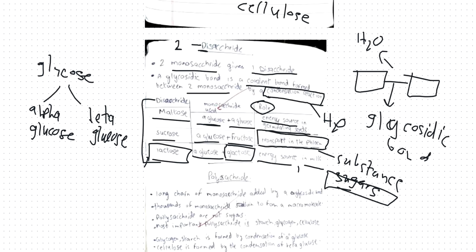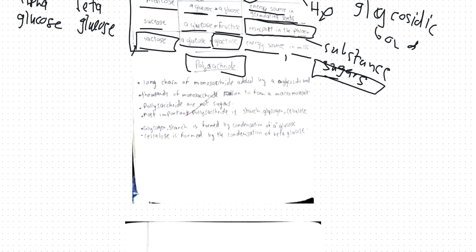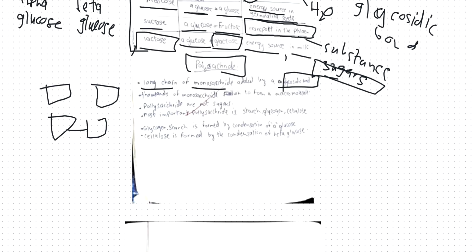So finally comes polysaccharides. Polysaccharides are long chains of monosaccharides added together by glycosidic bonds. So not two monosaccharides, but many monosaccharides combined together to make polysaccharides. So thousands of monosaccharides join to form a macromolecule. Polysaccharides are not sugars. The most important polysaccharides are starch, glycogen, and cellulose.